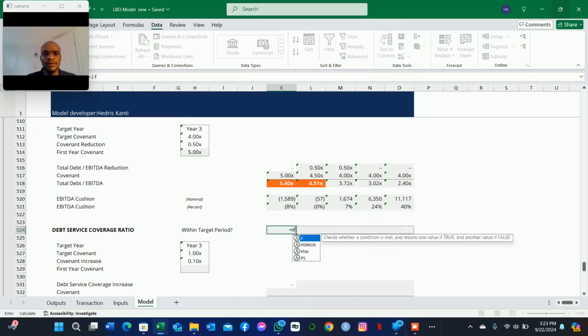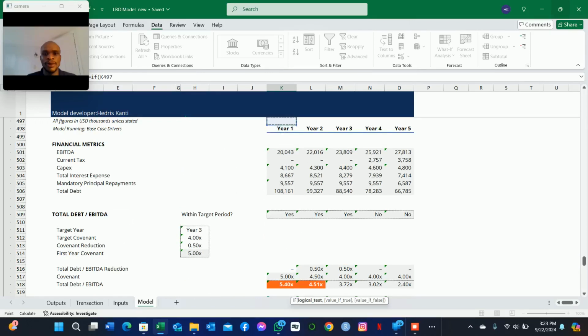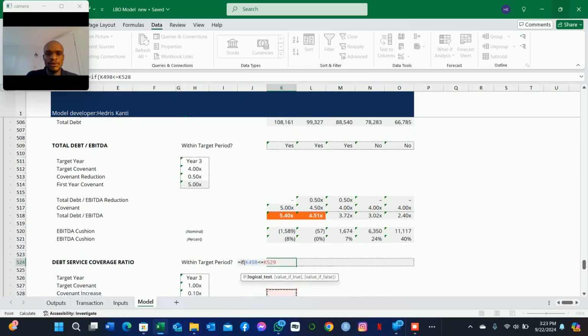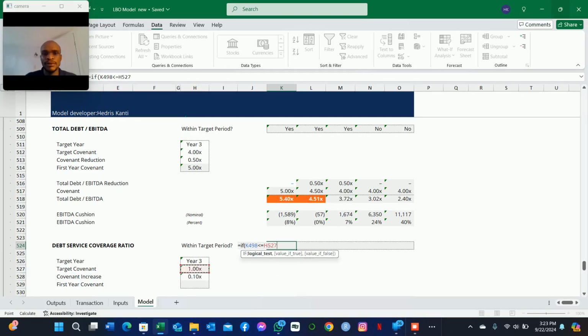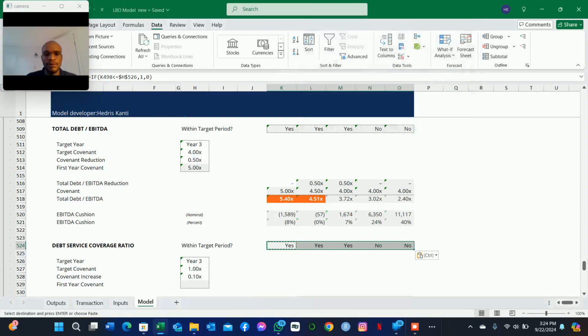In this case, we're going to use an if statement: if the year that we are in is less than or equal to our target year, reference that cell with F4. What we want is to give us a yes, otherwise give us a no. So we can copy this as we did for the leverage. We paste it as special, with formulas as formulas. So we have a setup there.